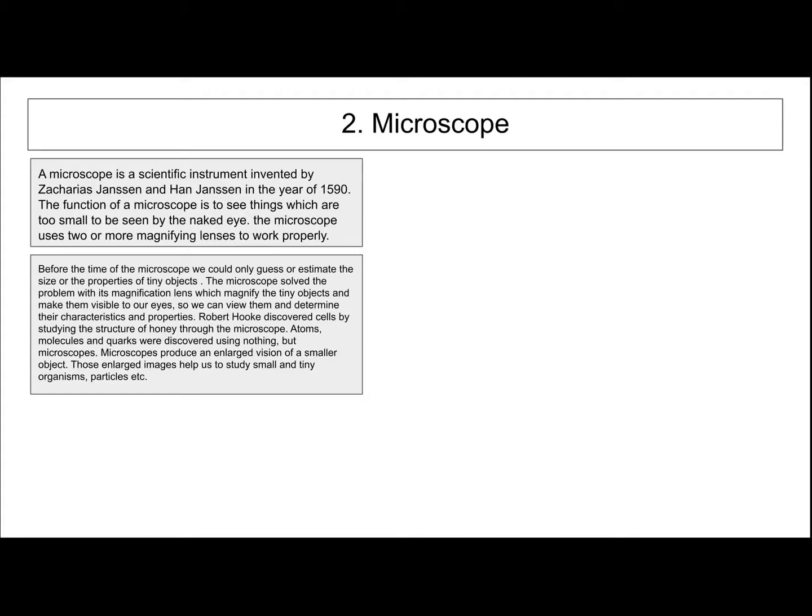Robert Hooke discovered cells by studying the structure of cork through the microscope. Atoms, molecules and quarks were discovered using nothing but microscopes. Microscopes produce an enlarged vision of a smaller object. Those enlarged images help us to study small and tiny organisms, particles, etc.